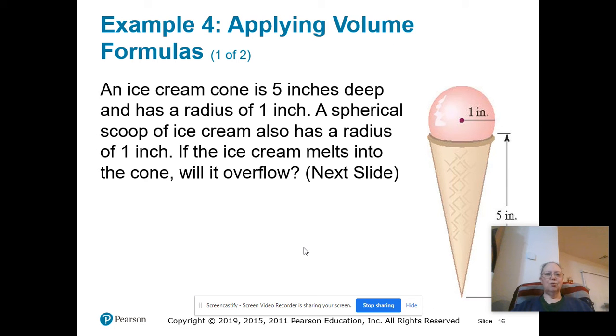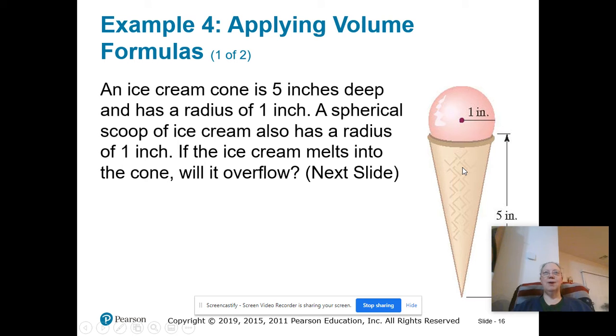All right, we have an ice cream cone. It is 5 inches deep and it has a radius of 1 inch. And we have a scoop of ice cream, looks like strawberry, that also has a radius of 1 inch. So the question is, if the ice cream melts into the cone, is it going to overflow?